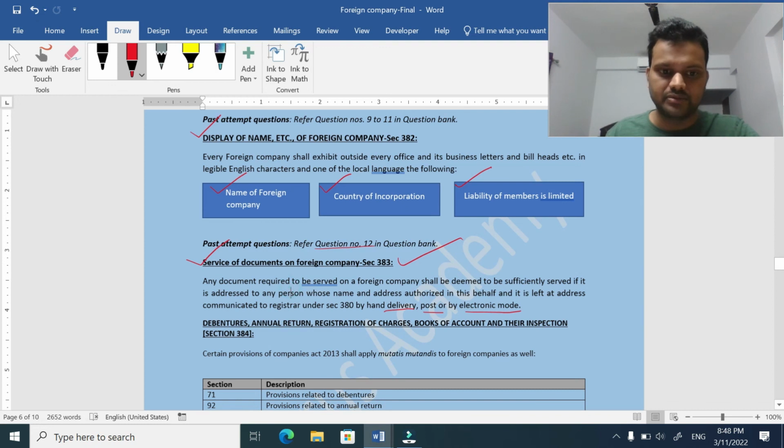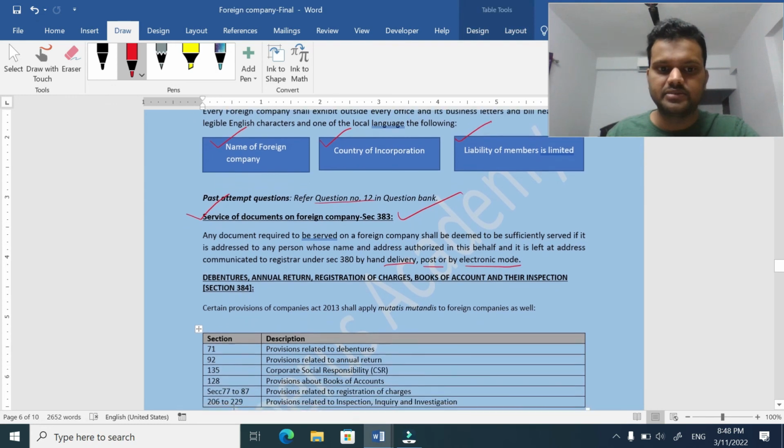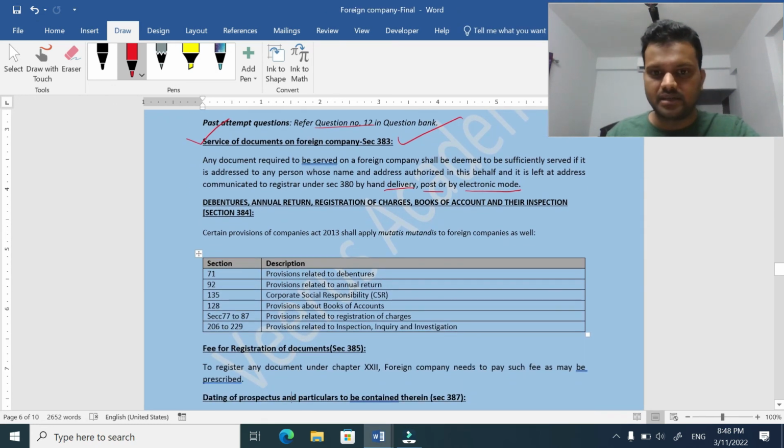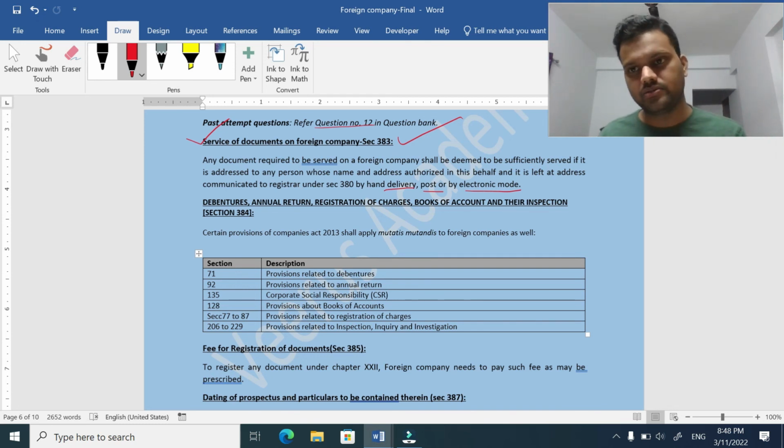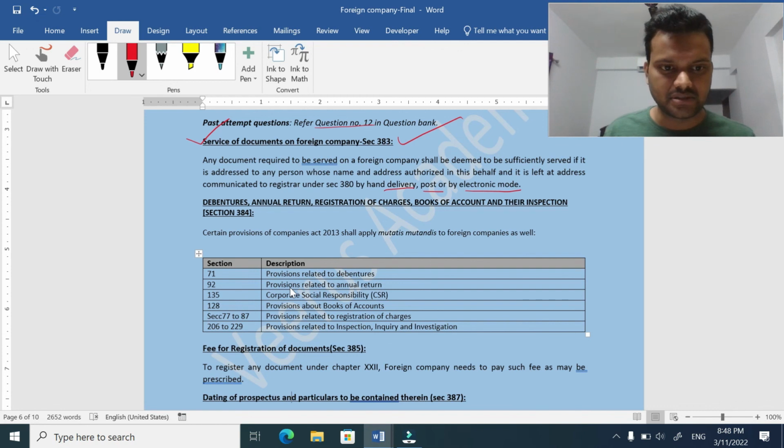Then section 384. Section 384 is a very general provision. It says that the foreign company also needs to comply with a few provisions of the Companies Act. Just now we discussed, for example, annual return. Annual return also they need to file just like Indian companies, with some modifications, some changes as necessary. Similarly, there are other provisions also, like for example, section 71. Section 71 is related to debentures, so they need to comply with the provisions related to debentures. And section 92 we have already discussed.